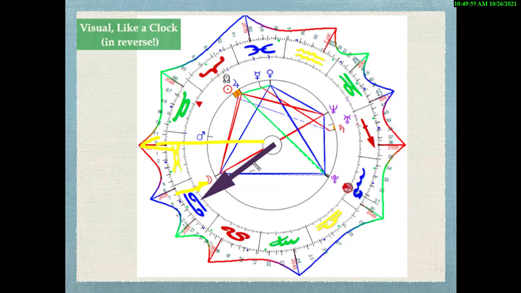So that is just a brief understanding of how we even get started with Huber age point system, is that it's this internal timing system. It's not external like transits. It's an internal progression system of sorts.